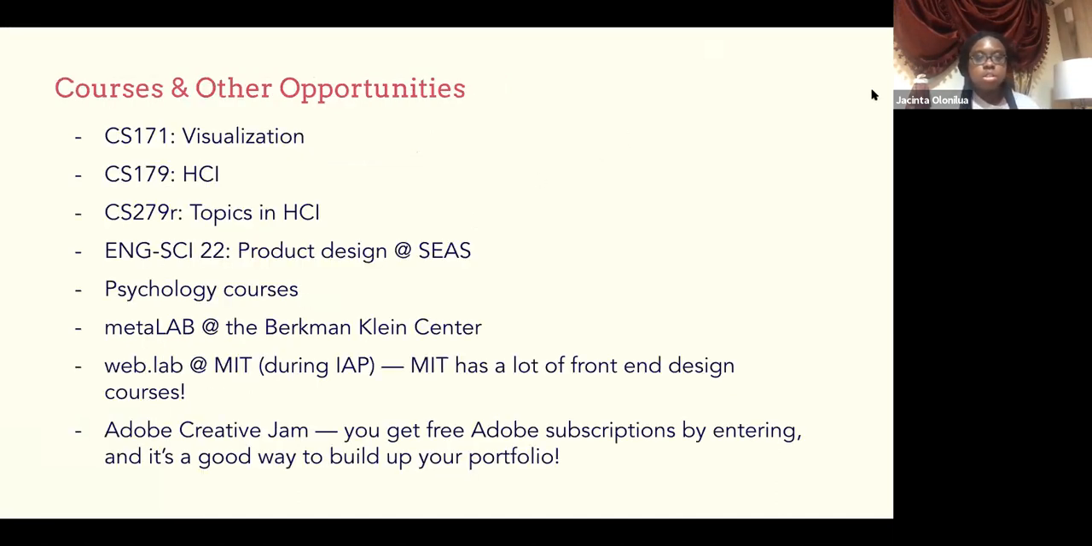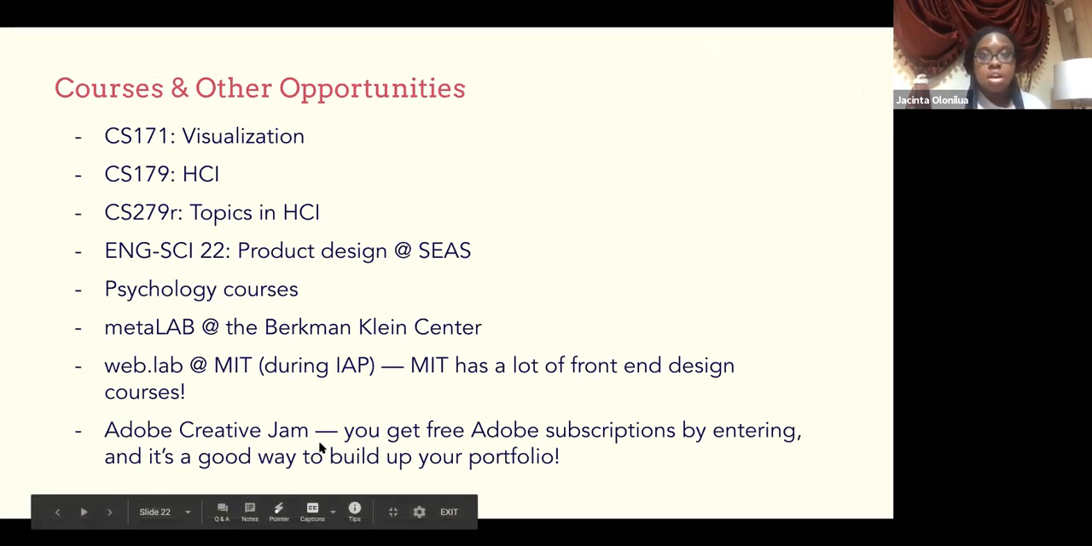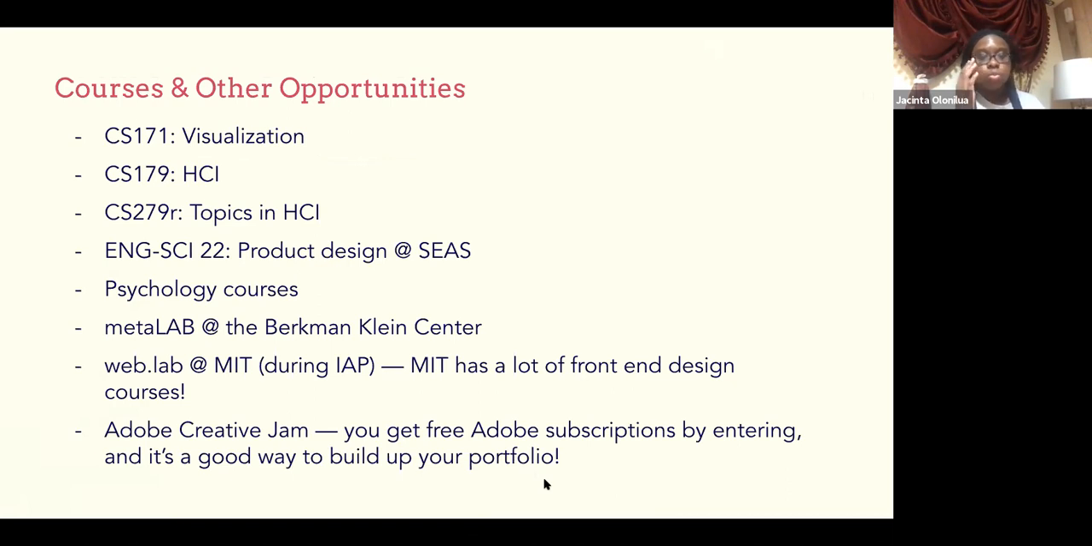So these are just some courses that Harvard offers that have to do with UI, UX, or product design. CS 171, which is offered in the fall, focuses more on visualization, whereas CS 179, which is taken after 171 in the spring, focuses more on HCI, or human computer interaction. CS 279R is similar to 179, except that it focuses more on research topics in HCI. Sci 22 is a product design course offered at SEAS.